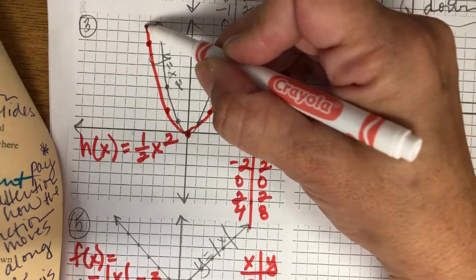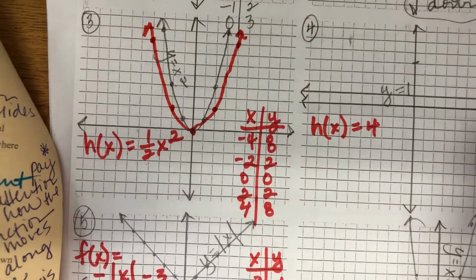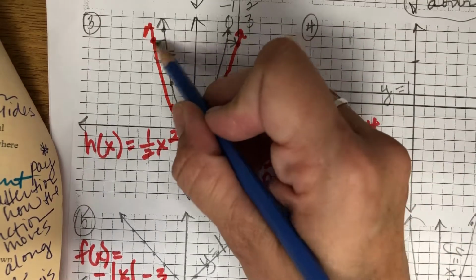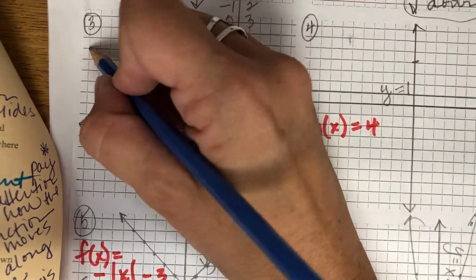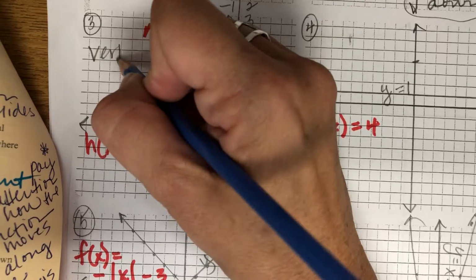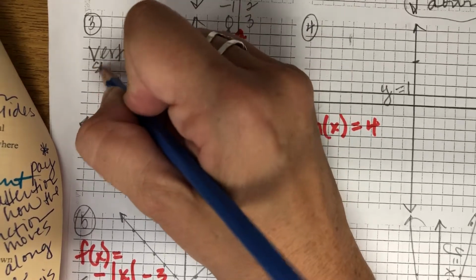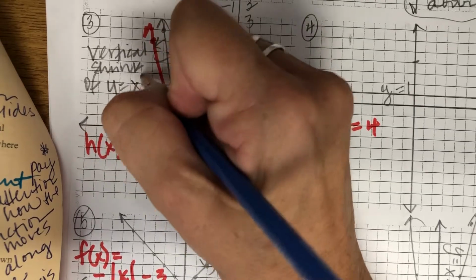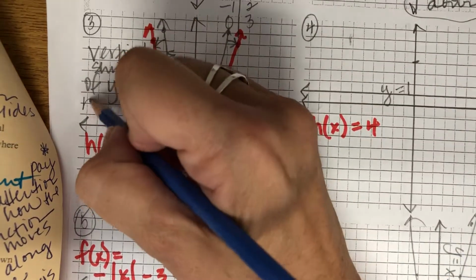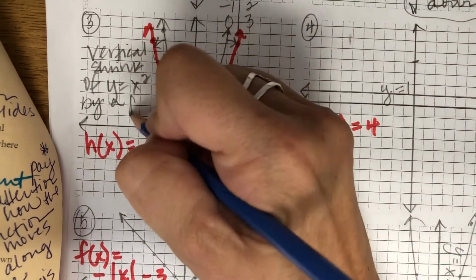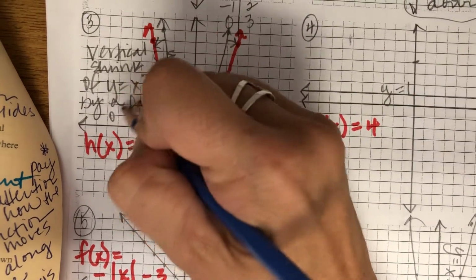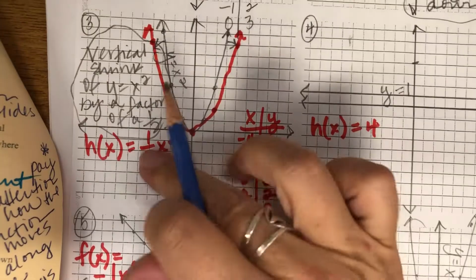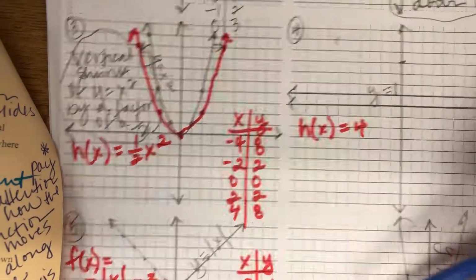Now we would call this a vertical shrink of the parent because it shrinks toward the x-axis. This is a vertical shrink of y equals x squared by a factor of half. Make sure that you're using all that, including the factor of a half.